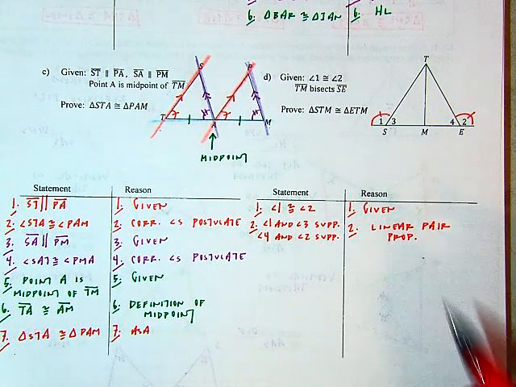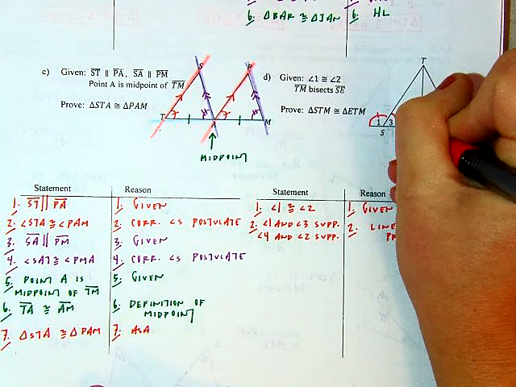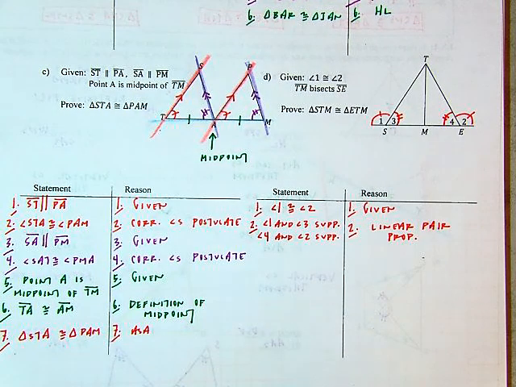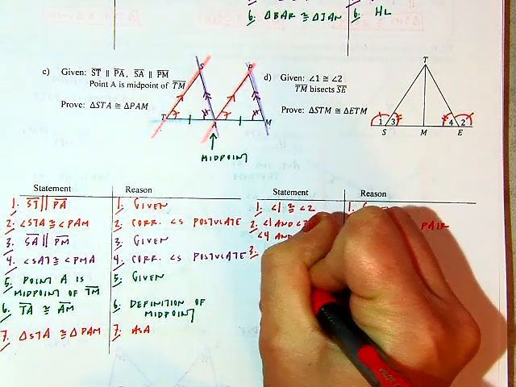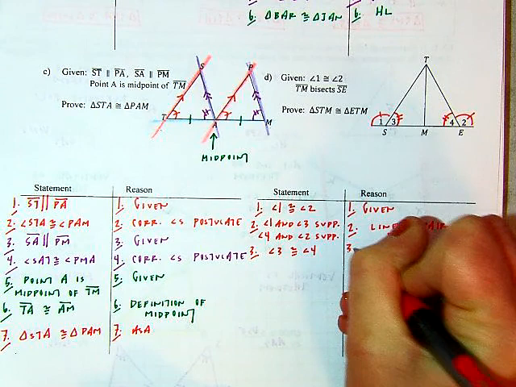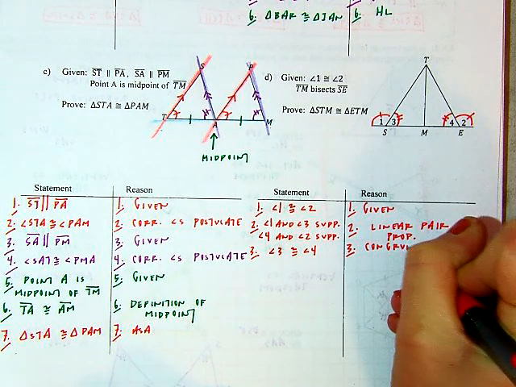All right, so if I know that these are supplementary, same with these, then I know that 3 and 4, they have to be congruent, right? Because they are congruent supplements. So here I can say that 3 is congruent to 4. Congruent supplements theorem.